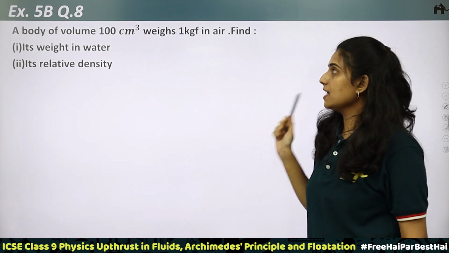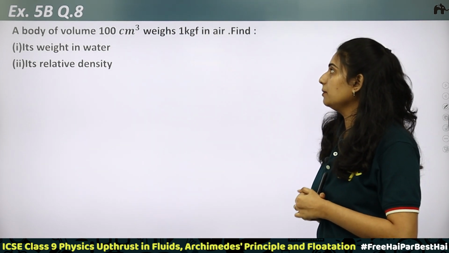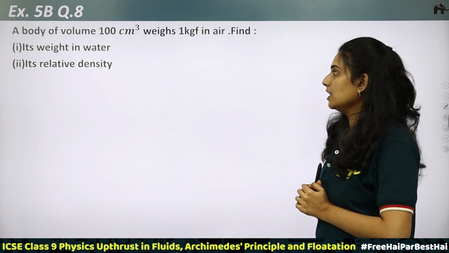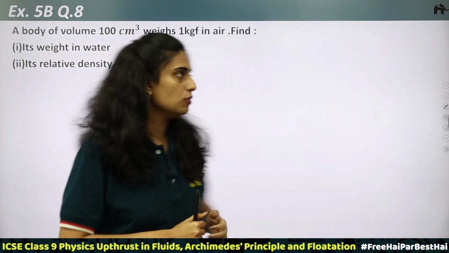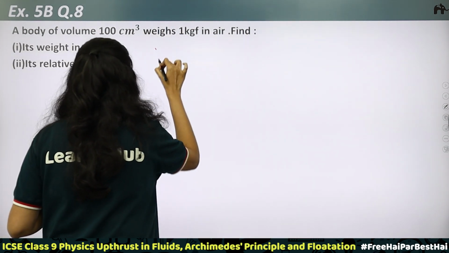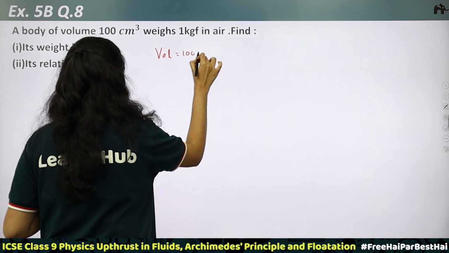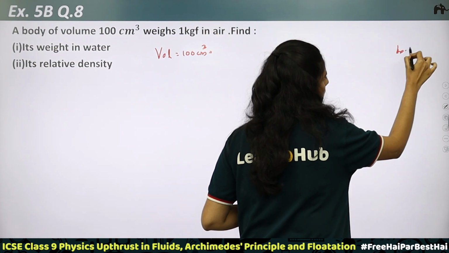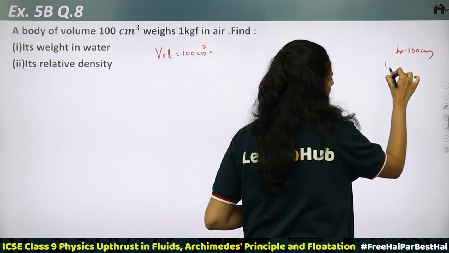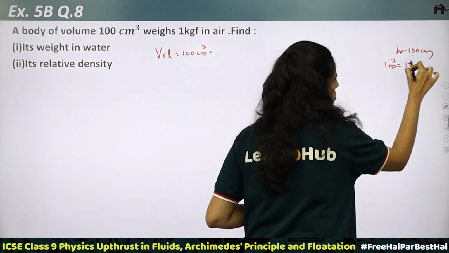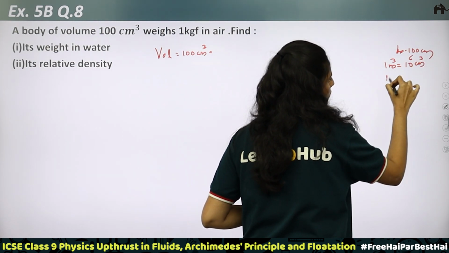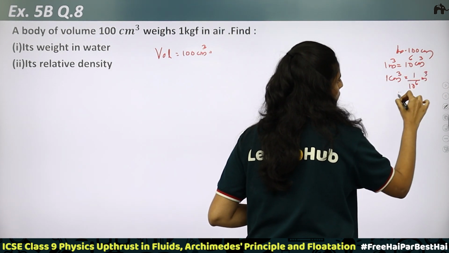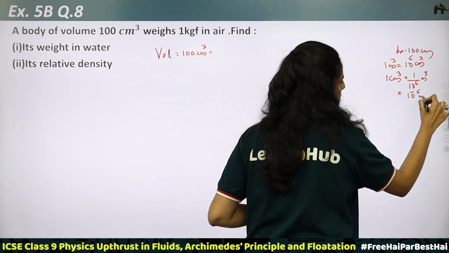Question number 8 of exercise 5B. A body of volume 100 centimeter cube weighs 1 kilogram force in air. Find its weight in water and its relative density. So to find weight in water, here we are given volume equal to 100 centimeter cube. We have 1 meter equal to 100 centimeter, then 1 meter cube will be equal to 10 raised to 6 centimeter cube. 1 centimeter cube will be equal to 1 by 10 raised to 6 meter cube, which is equal to 10 raised to minus 6 meter cube.